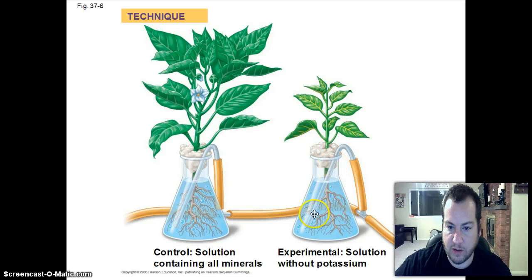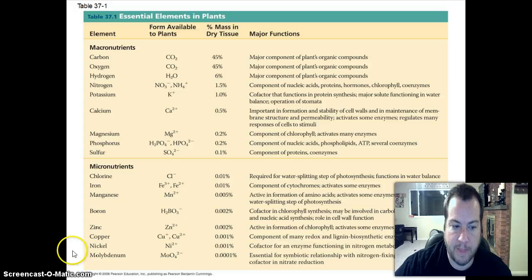And you'll notice that there's a bubbler in this, and that's because the roots need oxygen. Without oxygen, the roots would not be able to grow because they wouldn't be able to do cellular respiration. This table from your book, do not memorize it, but be familiar with some of those things.